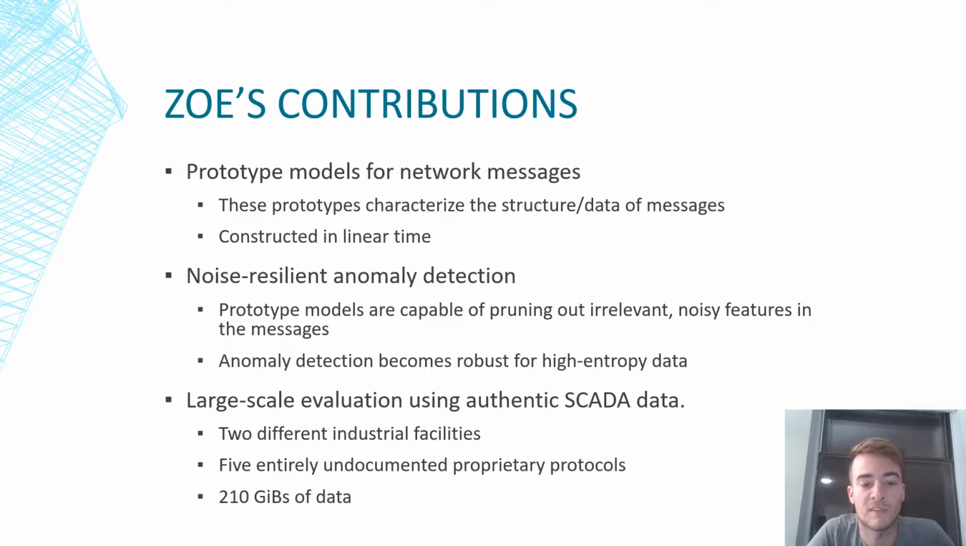ZOE is also noise resilient in its anomaly detection, which means that it is capable of pruning out irrelevant noisy features in the messages that are unnecessary for performing the anomaly detection. And so this is how it's able to do robust anomaly detection for high entropy data, because it's able to boil down the data to the most relevant features, the ones that characterize it the most, and also the ones that would be most likely to indicate an anomaly.